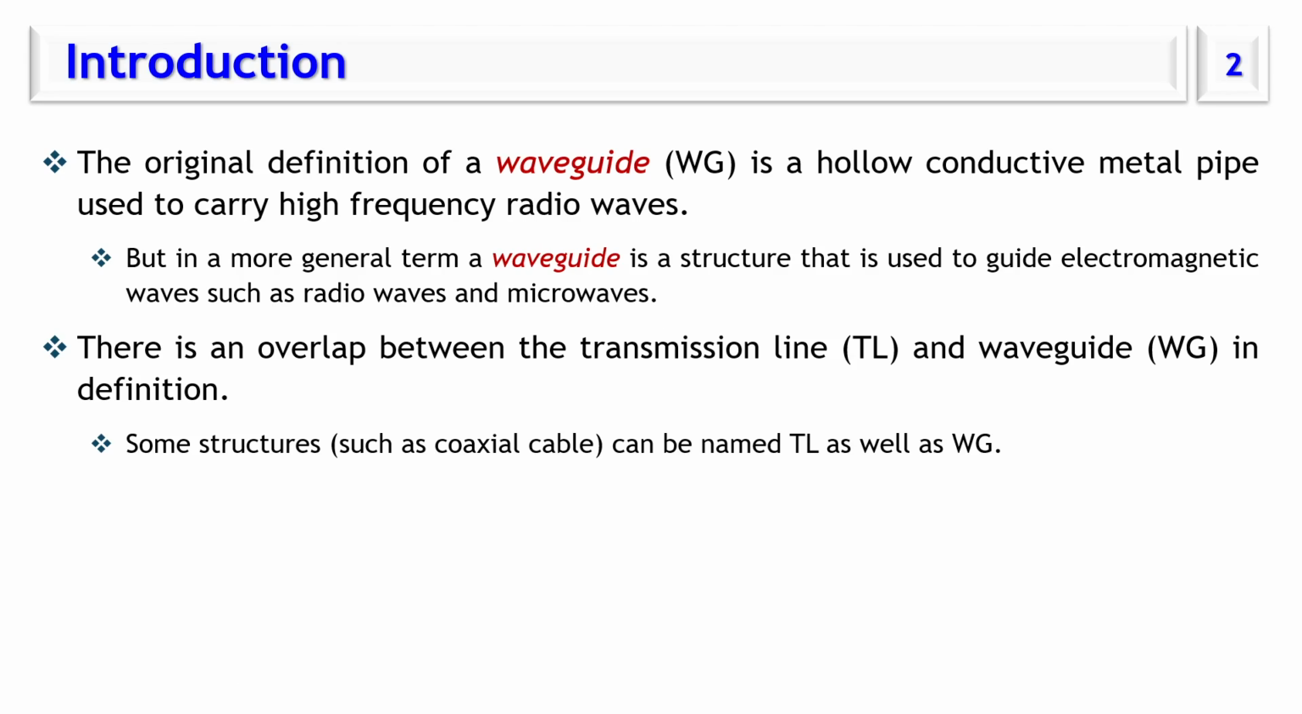And there is an overlap between transmission lines and waveguides. Both of them are used to direct electromagnetic waves. Also, some structures like the coaxial cable can be called coaxial transmission line or coaxial waveguide, because it can be dealt with as both structures.